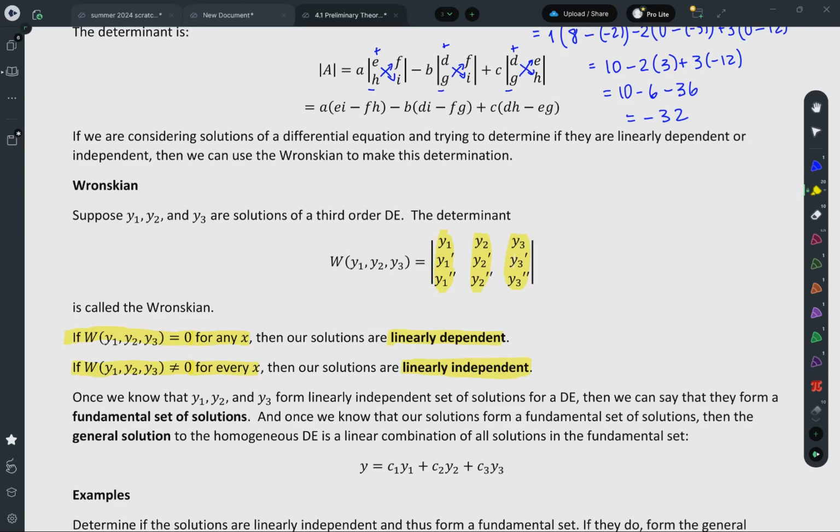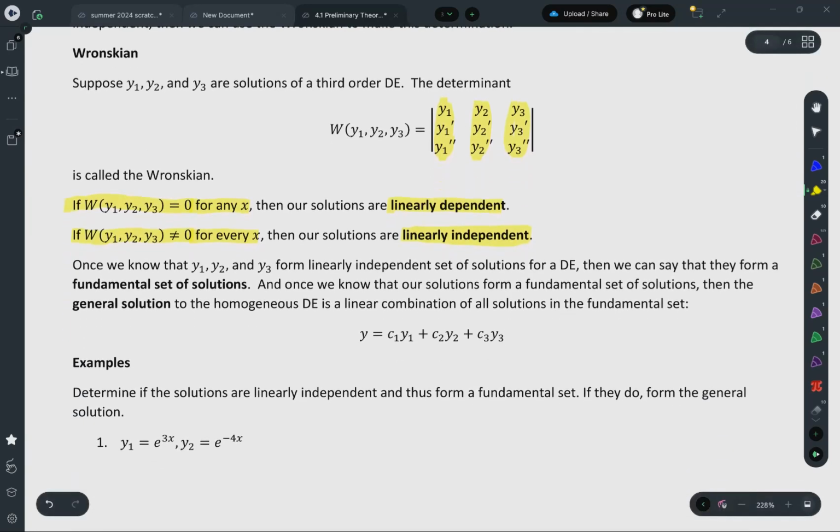Once we know that we have a linearly independent set of solutions, then we can say that they form a fundamental set of solutions. So linearly independent solutions can form a fundamental set of solutions. And once we know that our solutions form a fundamental set, then the general solution to the homogeneous differential equation is just a linear combination of those members from the fundamental set.